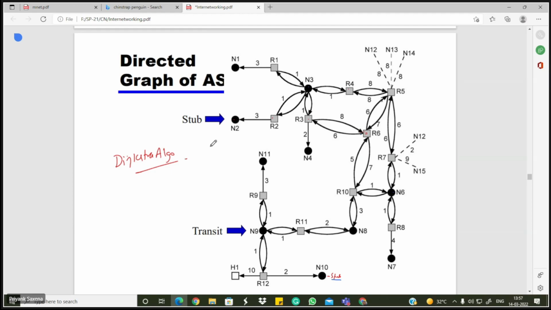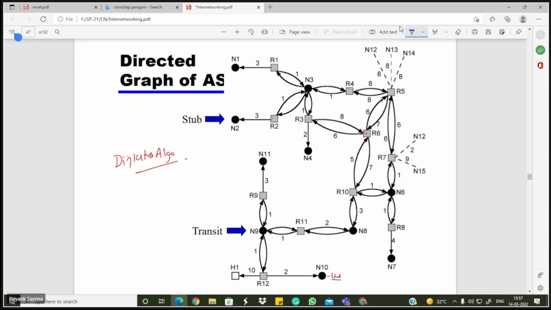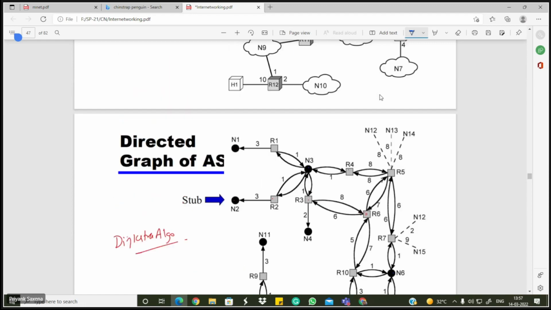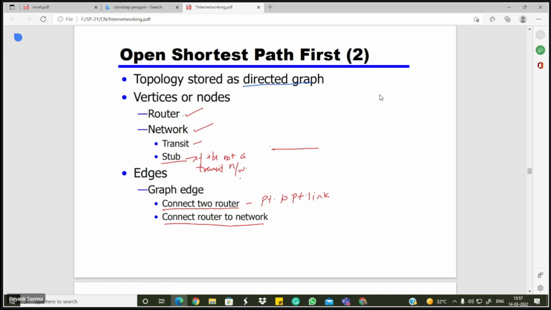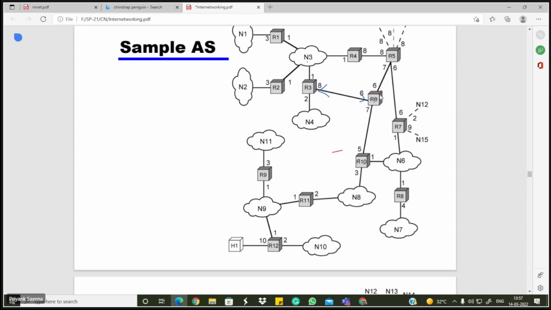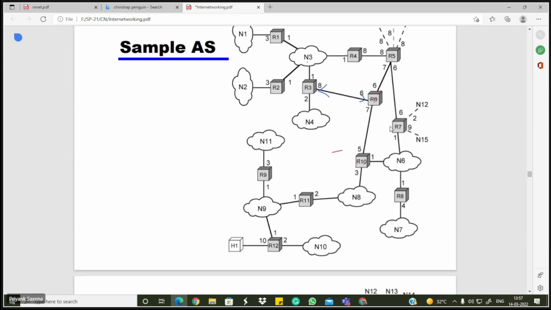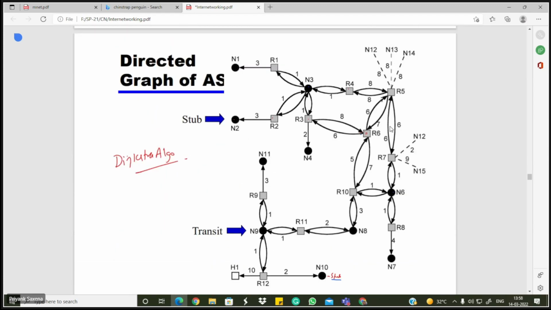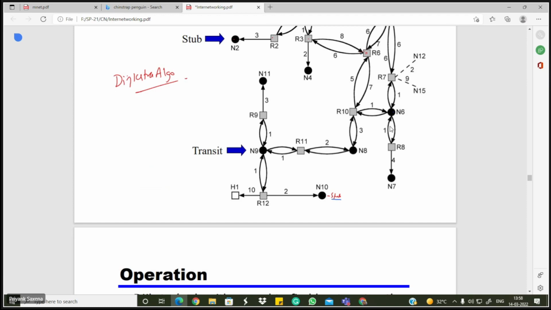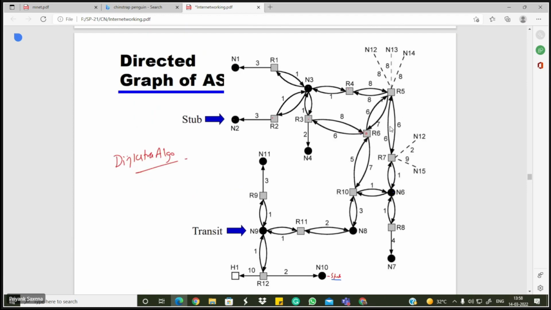In that we mark what is transit and what is stub, right? And these networks are going to connect with the other system. They are not part of this system, they are connecting this autonomous system with the other autonomous system, right? And 13 and 14 and 12. So that is why they have been shown as a dotted line, right? Then we use Dijkstra algorithm to find out the shortest path tree.